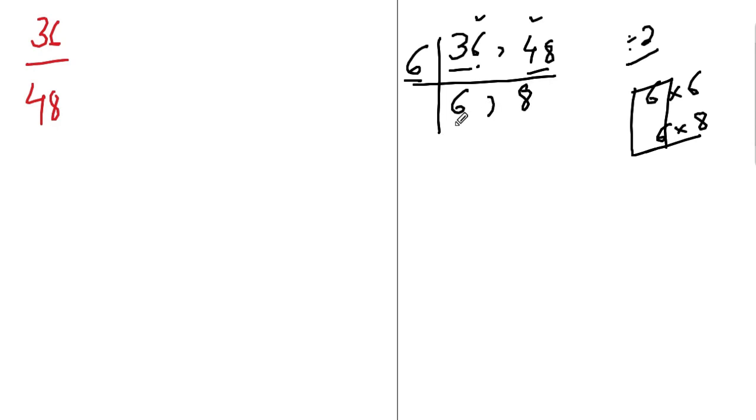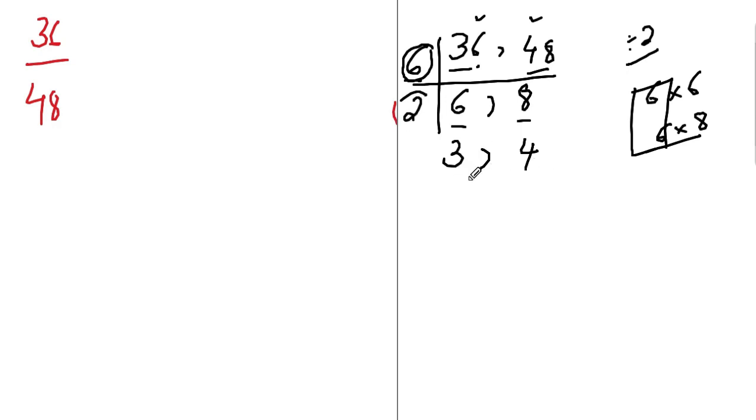So now find, is there any common factor of 6 and 8? So here you can say that 6 and 8 are the even numbers. So we can divide them by 2. 2 times 3 is 6, and 2 times 4 is 8. So again 2 is your common factor of 36 and 48. 6 and 2 are the common factors.